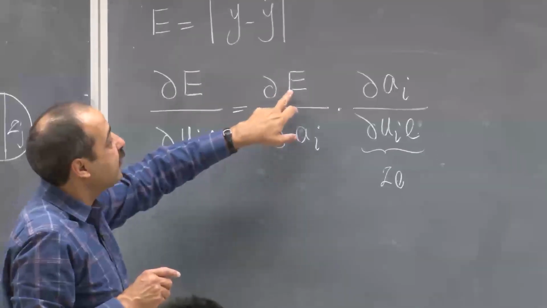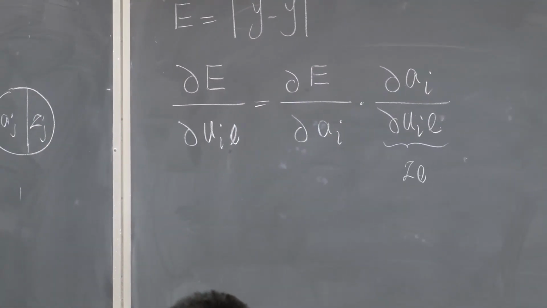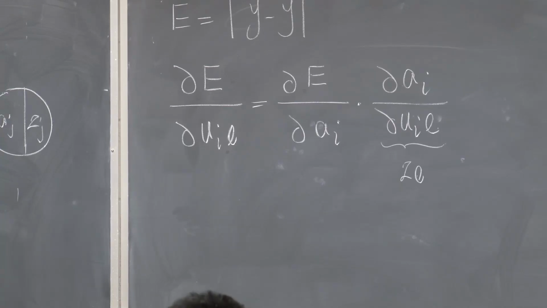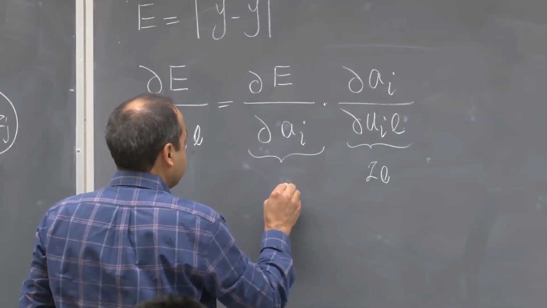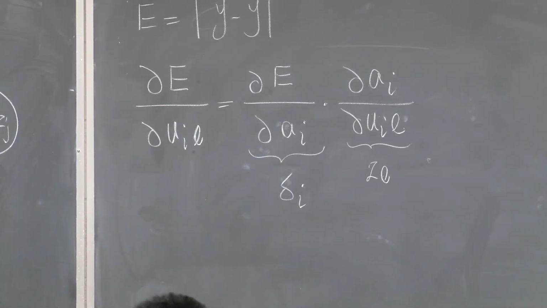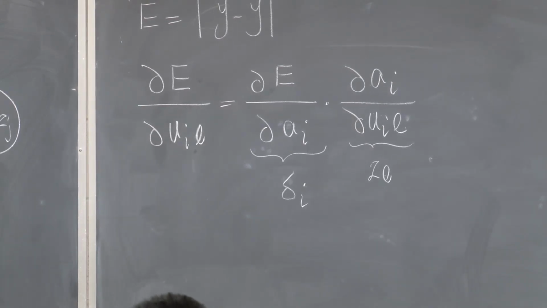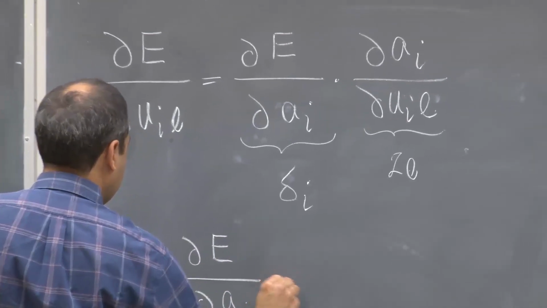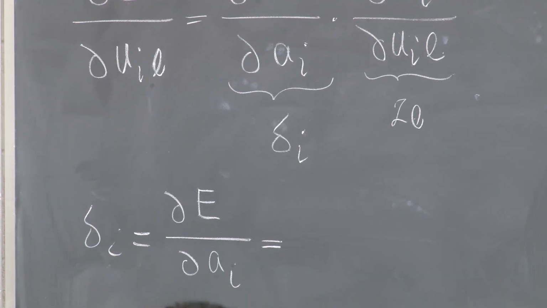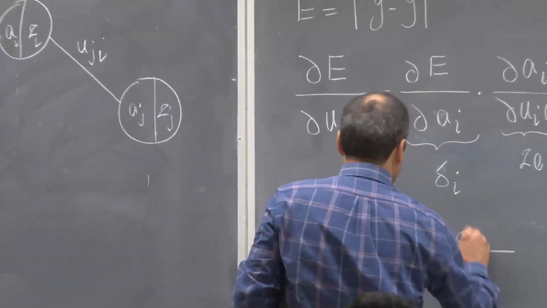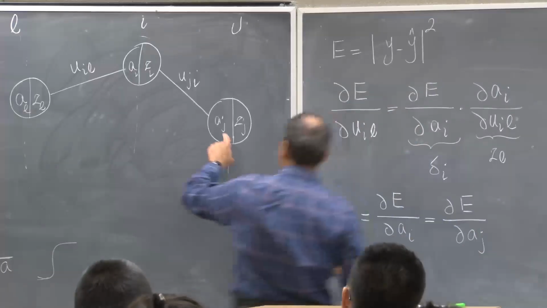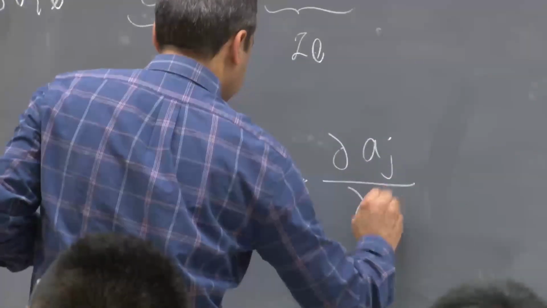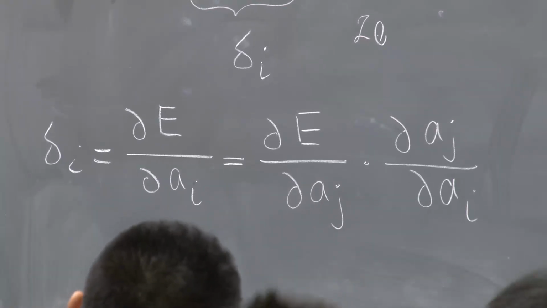What about this one? What's the derivative of E with respect to AI? Do we know this quantity? It's not clear what that quantity is, so I just call it delta I. But this delta I, which is the derivative of E with respect to AI, I apply the chain rule to this part again. So I write it as the derivative of E with respect to AJ times the derivative of AJ with respect to AI. So I apply the chain rule again.